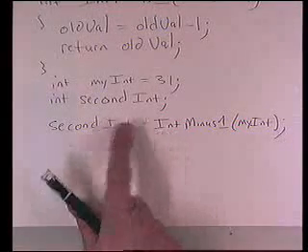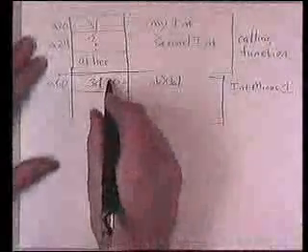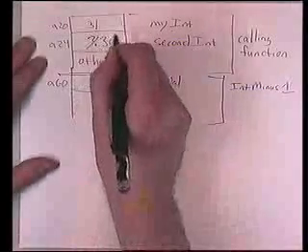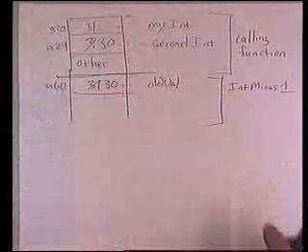So we're going to be writing the result into second int. And therefore 30, the result of the function, now gets written into second int.